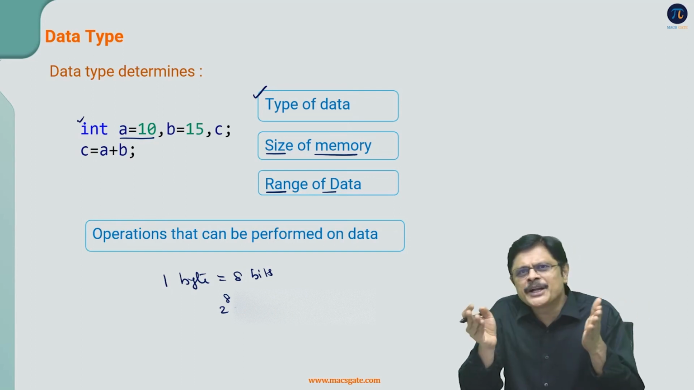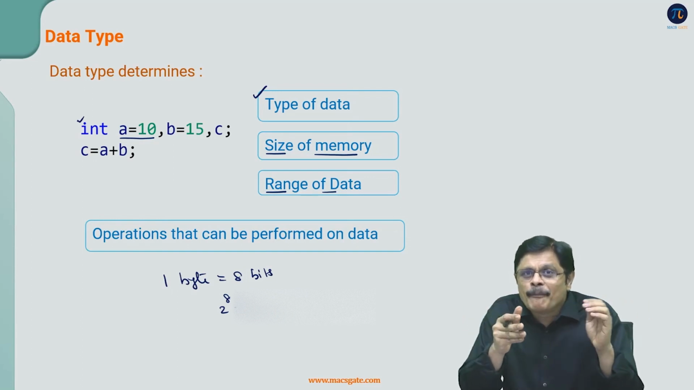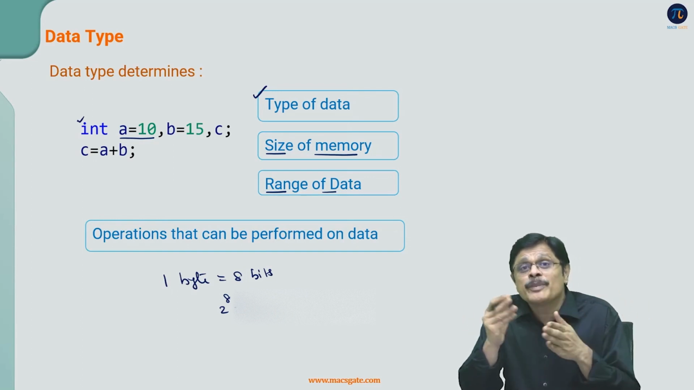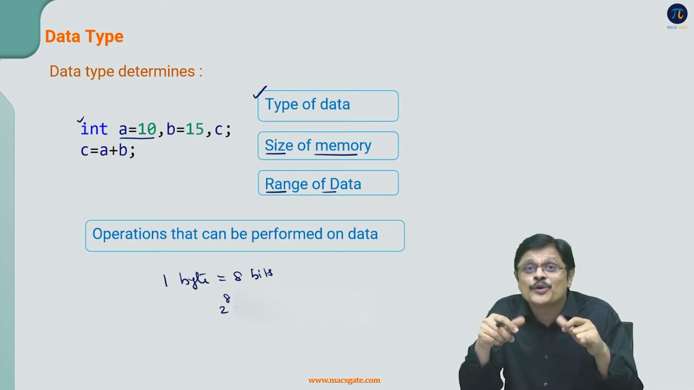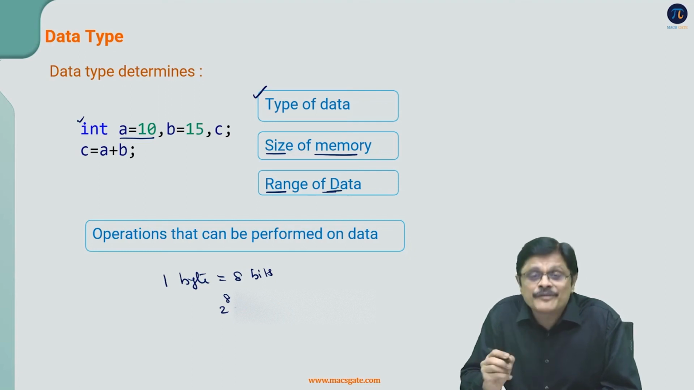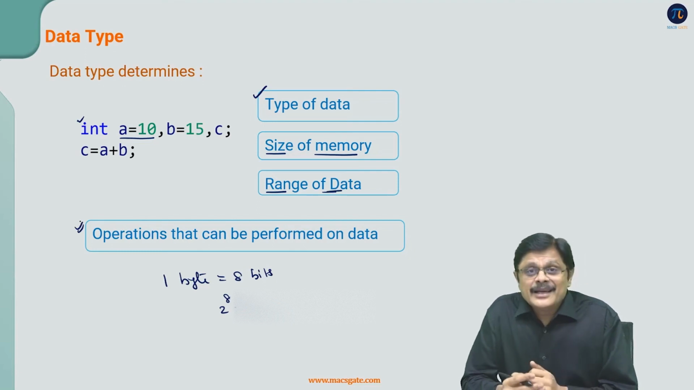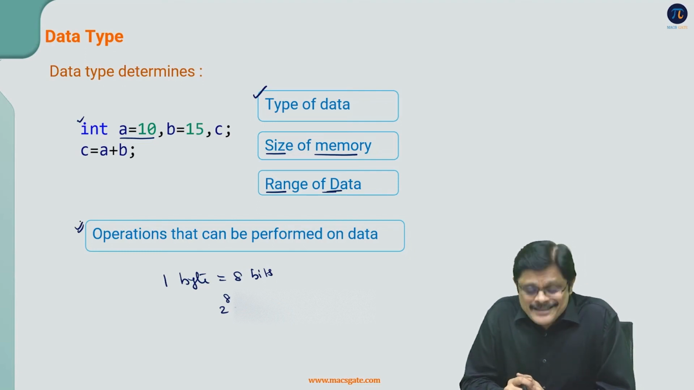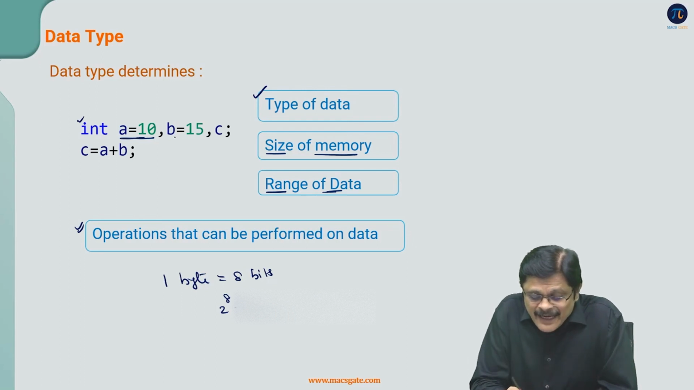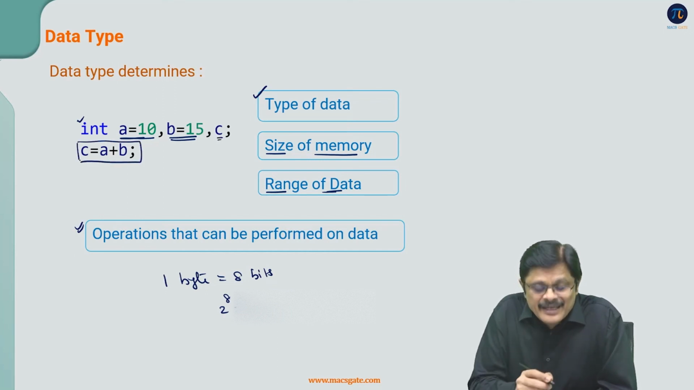If you are going from negative to positive, you can store numbers from minus 128 to plus 127 with that particular 8 bits. So that is the idea. It tells you the range of the data. And one very important thing is, now suppose I defined three variables, A is 10 initialized, B is 15 and C. Now I can do C is equal to A plus B.